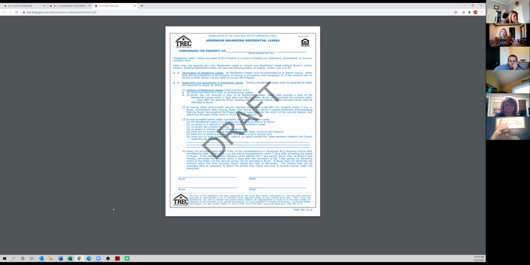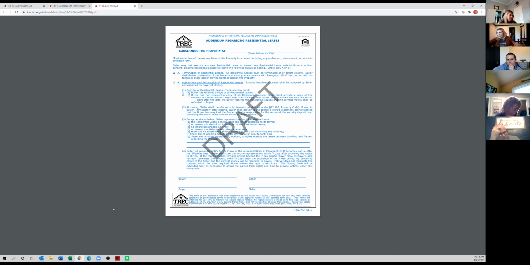Does anybody have any questions regarding transferring a property with a residential lease or this form? I do. Yeah. Is it required that the tenant is made aware of that transfer?